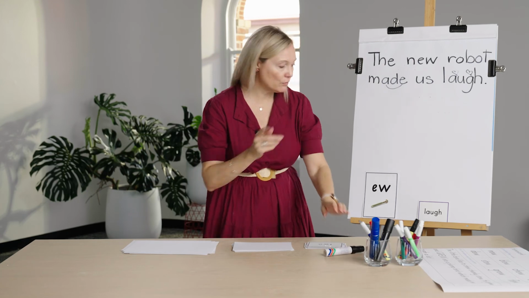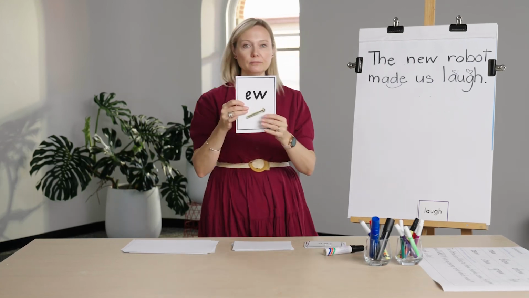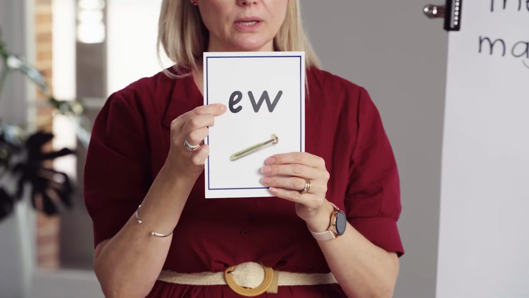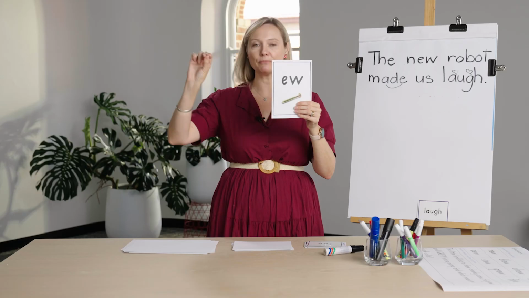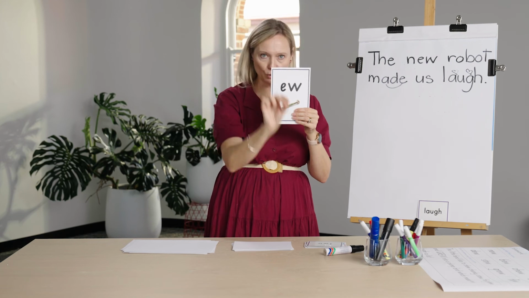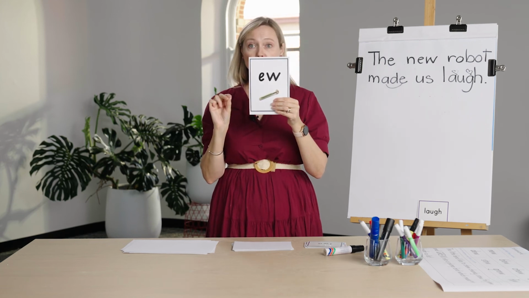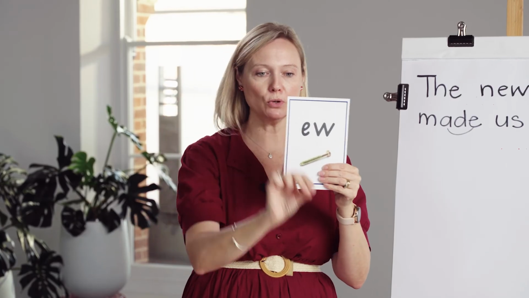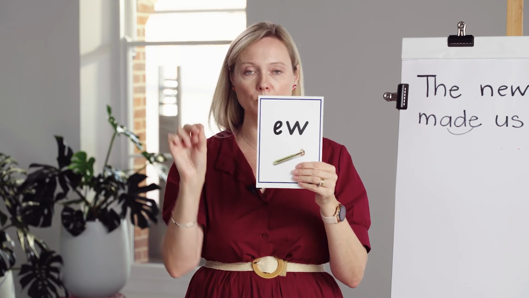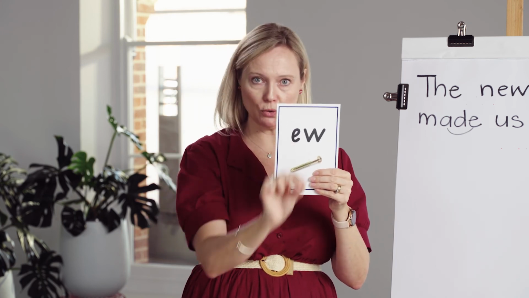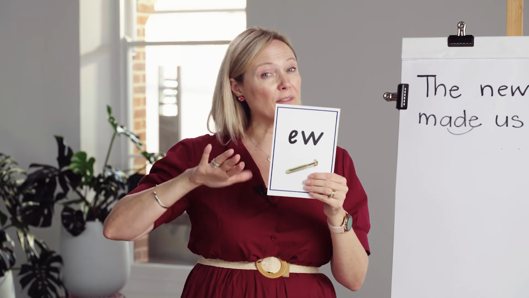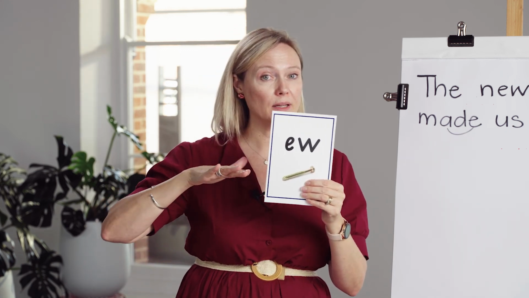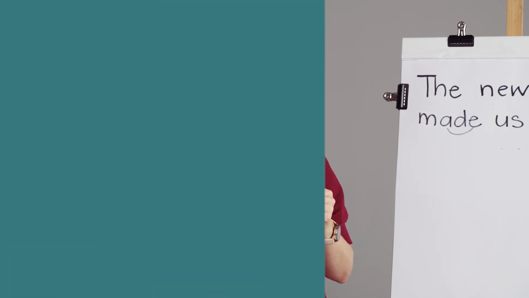So let's review what we learnt today. Our new grapheme, EW, screw, oo. Let's skywrite. EW, screw, oo. EW, screw, oo. EW, screw, oo. Don't forget, in some words, you might have to flex that oo to a U.